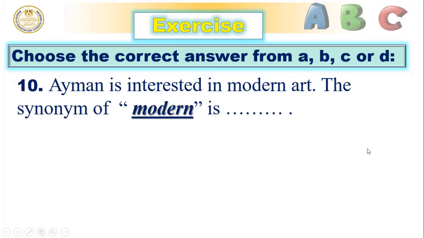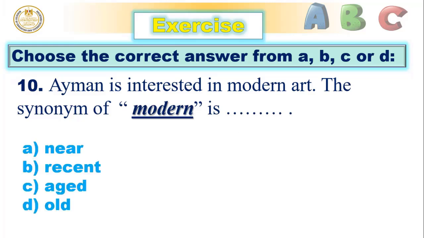Ayman is interested in modern art. The synonym of modern is. طيب, the meaning of the sentence. Ayman is interested in. Ayman مهتم بـ. Modern art, الفن الحديث. So the synonym of modern. إيه السينونيم؟ إيه المرادف لكلمة modern هنا؟ Near, recent, aged, and old. نفس معنى حديث. هل هي near or recent or aged or old? Of course it is recent. لأن عندنا near يعني قريب, aged أو old بمعنى كبير السن.